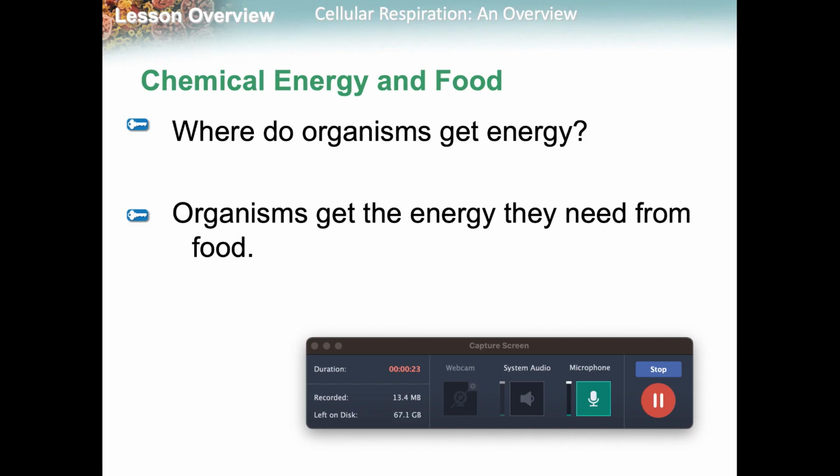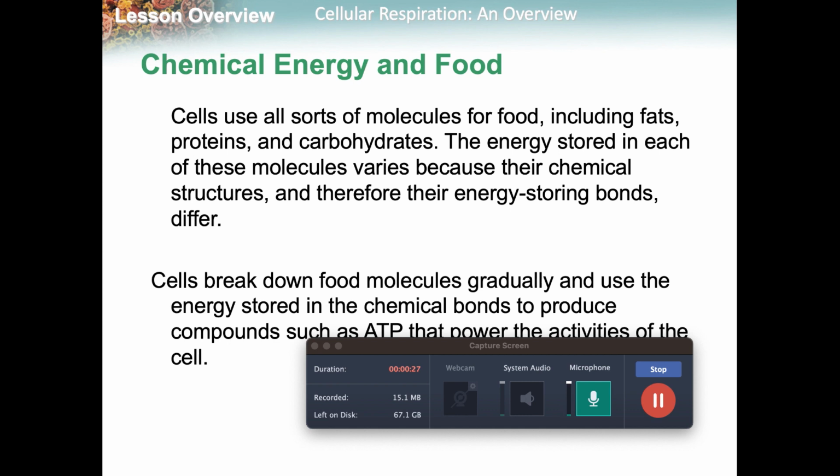Today we're going to be talking about topic 11, which has to do with the mitochondria and cell respiration. With cell respiration, how do we get our energy? We get our energy from food. So cells use all different types of molecules of food, so fats, proteins, and carbohydrates. Each one of them gives us energy a little bit differently.